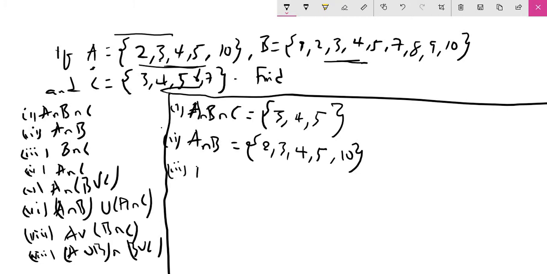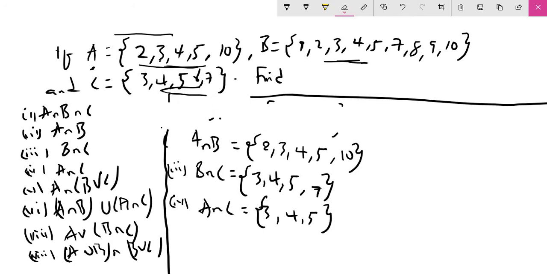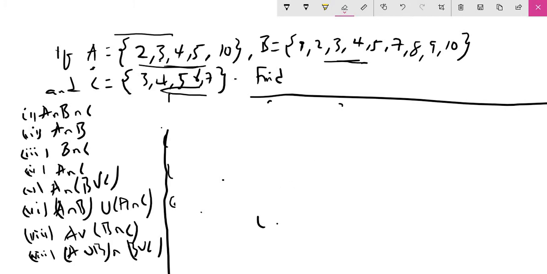So 3, B intersection C. And I'm pretty sure you see what's going on here, so you probably can just do the rest. So we have 3, 4, 5, and 7. And IV, we have A intersection C gives 3, 4, 5. Alright, now for these ones, I'm going to have to free up some space to really get down to it and introduce those concepts I said I would.